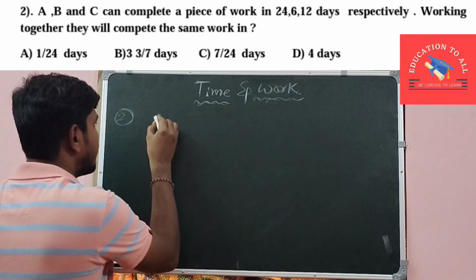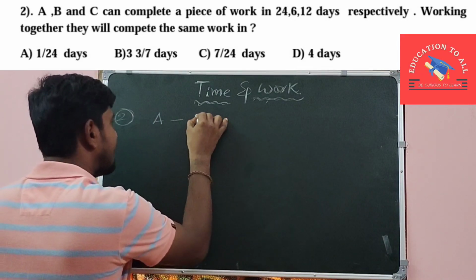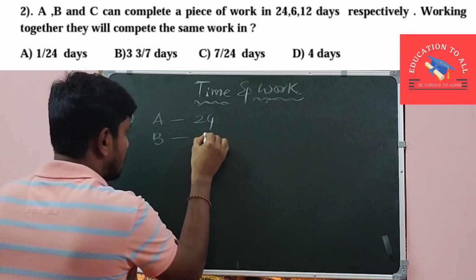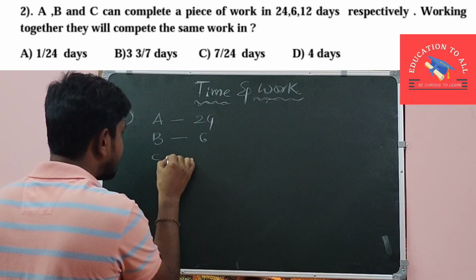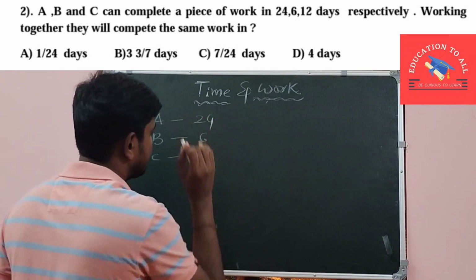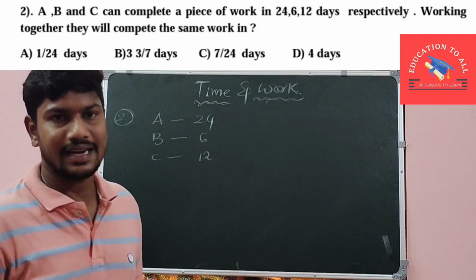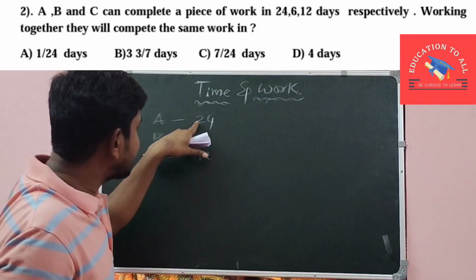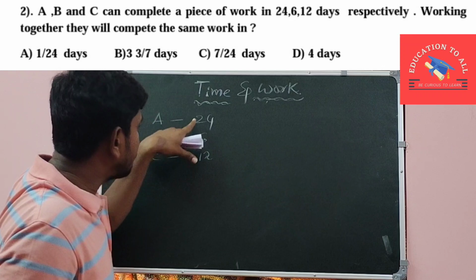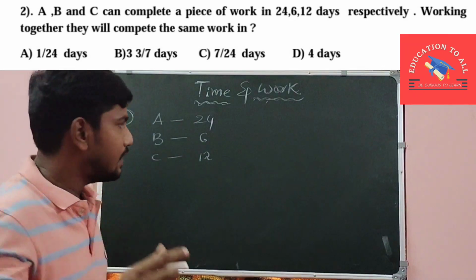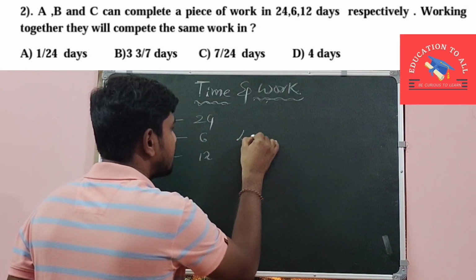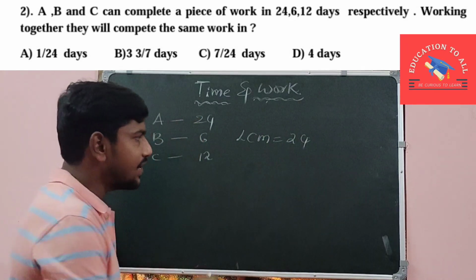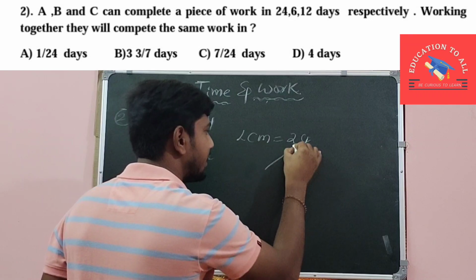Given data is A can work in 24 days, B can work in 6 days and C can work in 12 days. So what is the short method? We need to find the LCM of 24, 6 and 12. 24 is the greatest number and it is a multiple of the others, so we can say that the LCM is 24. Next, we need to find the efficiencies for A, B and C.